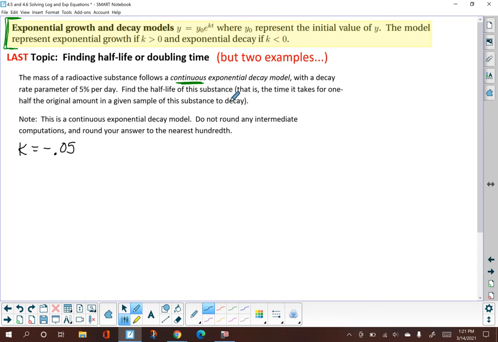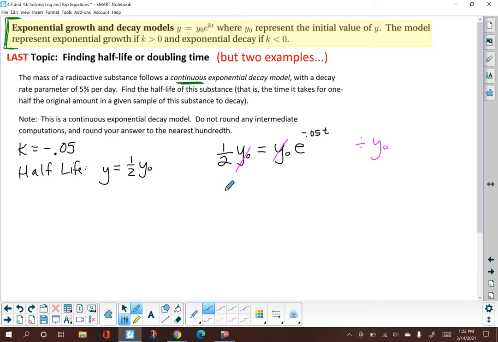Our goal is to find the half-life of the substance and round to the nearest hundredth and don't round any intermediate computations. So we are finding the half-life. So that is when y is equal to 1/2 of y naught. So if we fill into our equation, we want 1/2 of the amount that it starts with, and we are solving for t. So we've got the ending amount, which is half of what we started with, is equal to the starting amount times e to the power kt. So if we divide both sides by y naught, the y naughts are gone. So we get 1/2 is equal to e^(-0.05t).